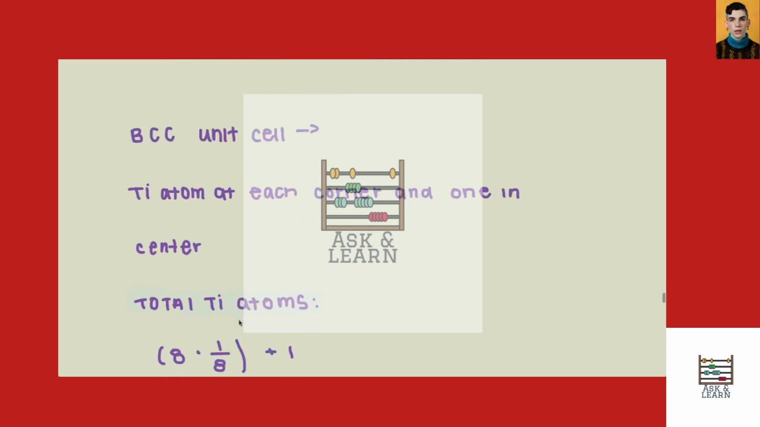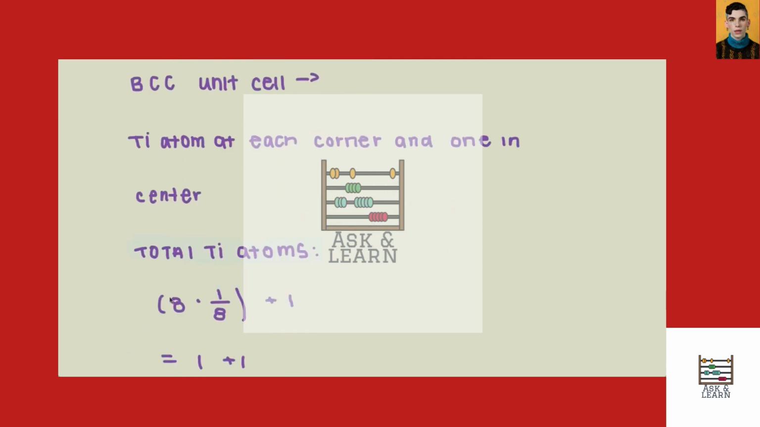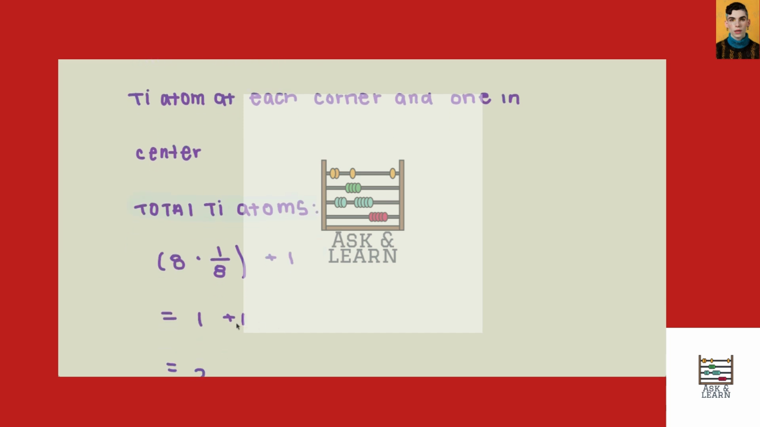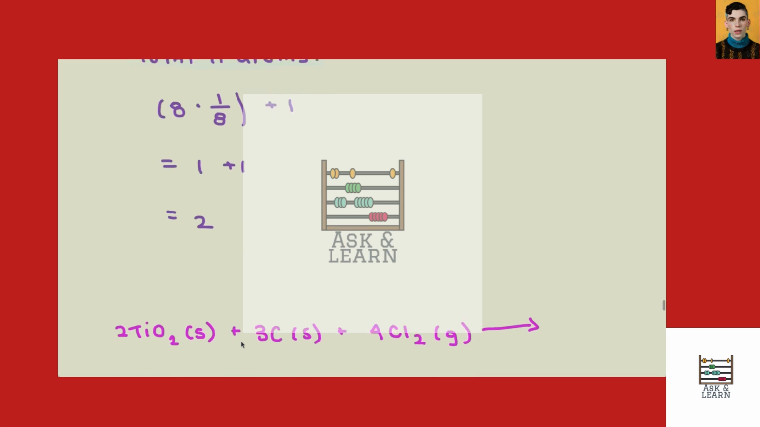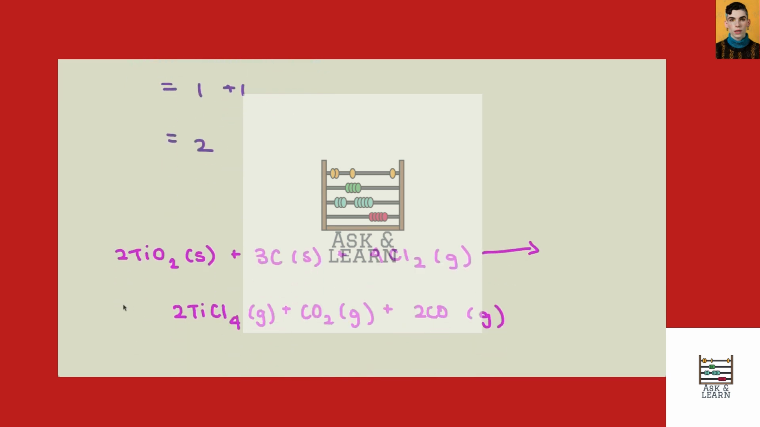So we can find the total number of titanium atoms. We'll take 8, because we have 8 corners, multiplied by the fact that we have 1/8 atoms at each corner, and then we'll add 1 atom for that center atom. We'll get 1 plus 1, and we'll find that we have 2 total titanium atoms. And if you know a little bit about solid-state chemistry, you know that this makes sense because we're in a body-centered cubic cell.